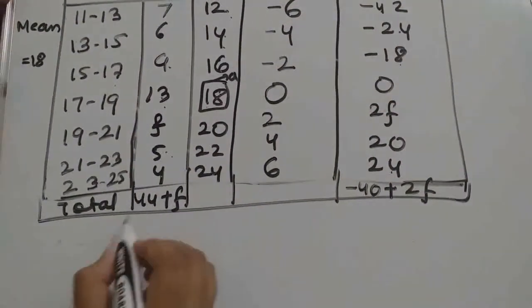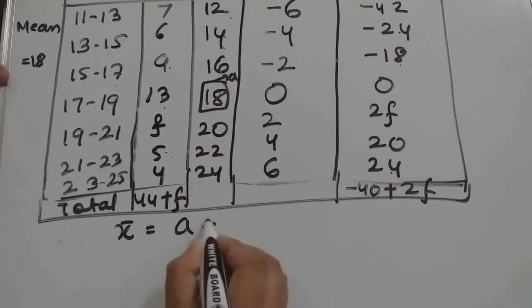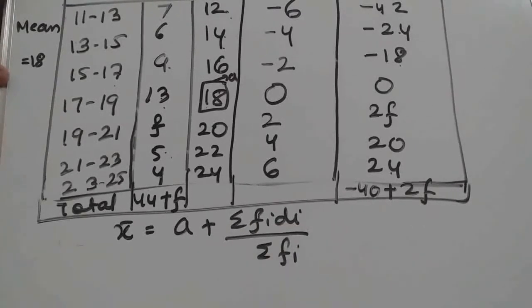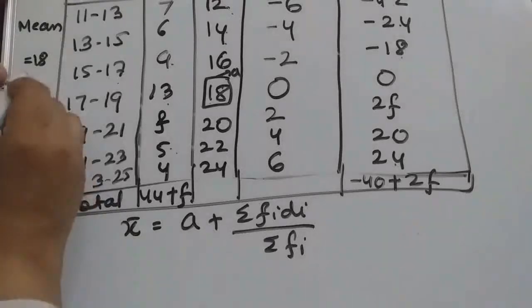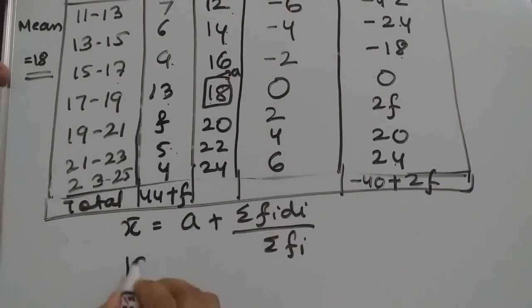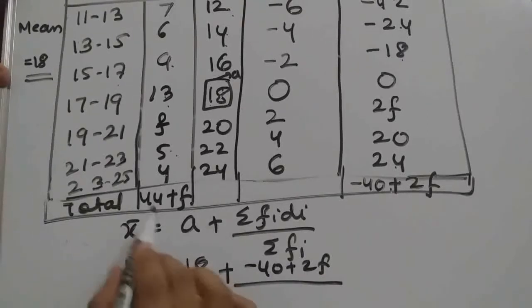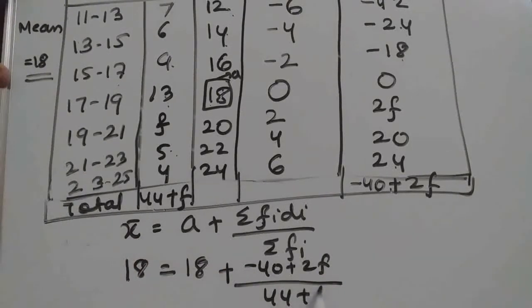Now we will apply the formula. Mean is A plus sigma Fi di divided by sigma Fi. Now x bar is given as 18, it is already given in the question. A we have assumed as 18, plus sigma Fi di means this value, minus 40 plus 2F, divided by sigma Fi, which means 44 plus F.